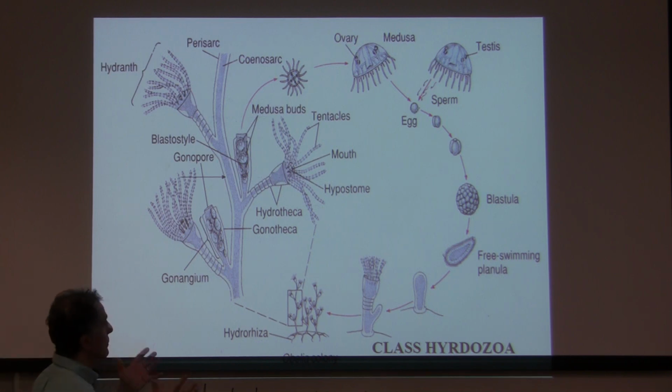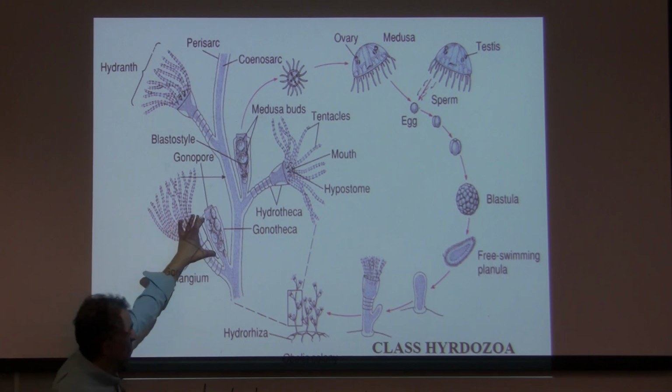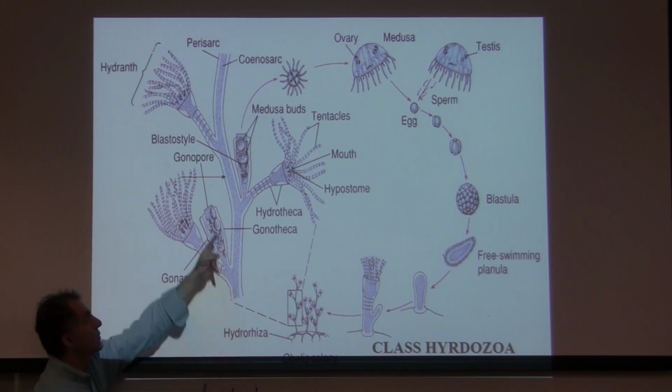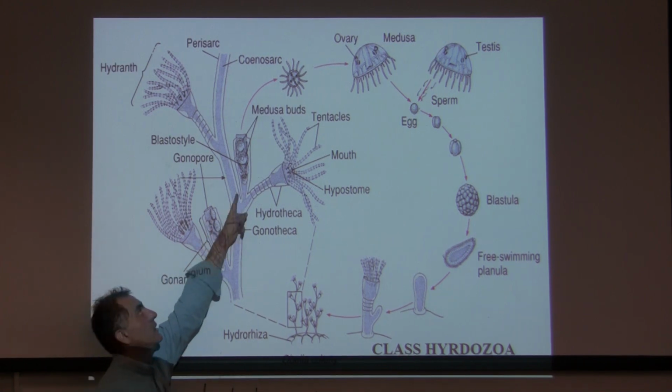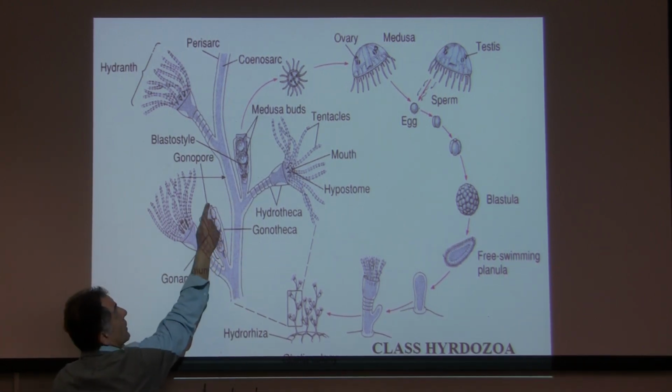A few things I would like you to know on this slide. So you have this gonangium or gonozooid, I called it, same thing. It means reproductive colony. That's what gonangium means. And inside of the gonangium, this is the gonopore. Pore, it means what?